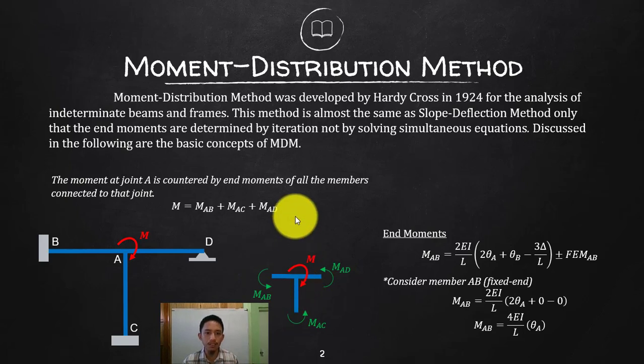Because again, what we are trying to do here is to distribute the existing moment at the joint for that to be in equilibrium, since there is no support. Okay, so how will I do that? Again, I need to know what percentage will I give MAD, what percentage will I give MAC, and MAB. Or simply say, what percentage will I distribute on each of the members.